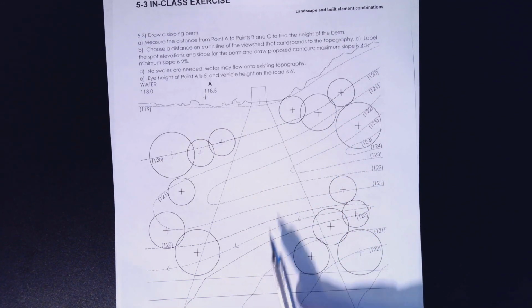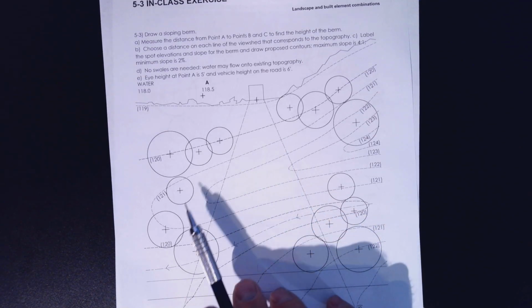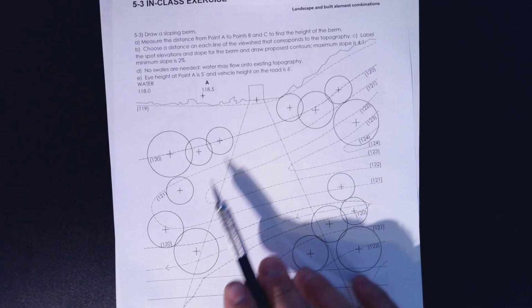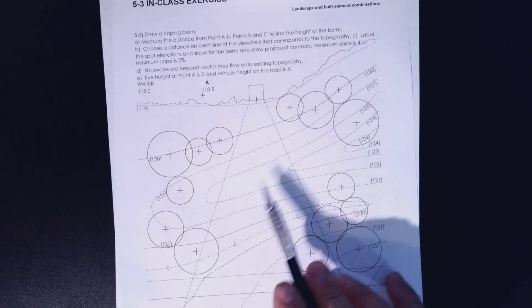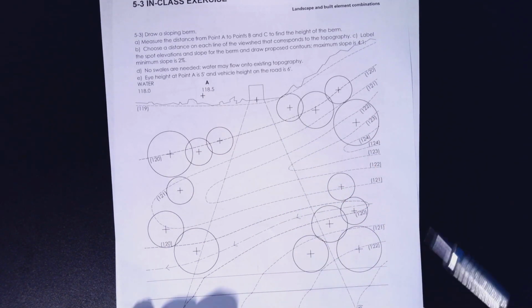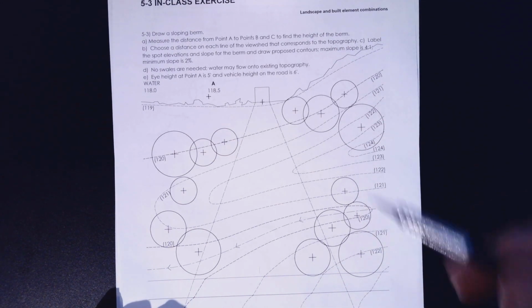We have to block the view from this platform to the road, and this is an existing ridge line, so we just need to make it higher to block the view. The ridge line needs to be higher to block the line of sight. So with that, let's go ahead and get started.